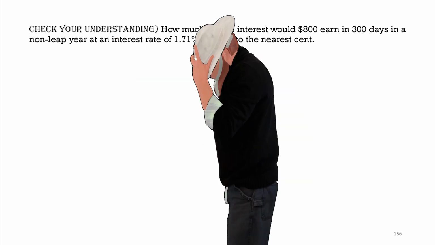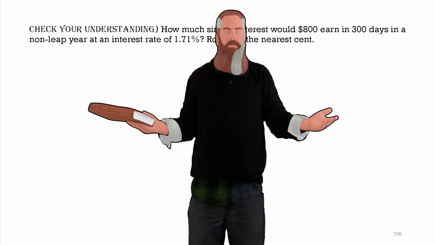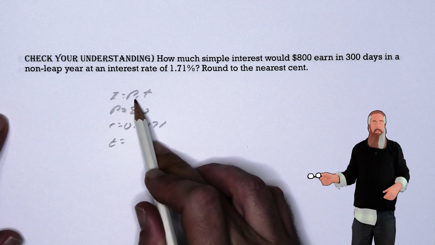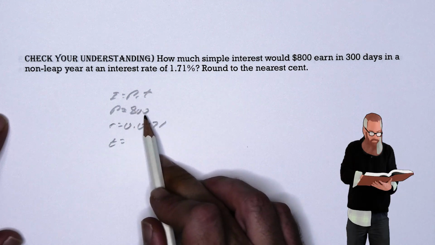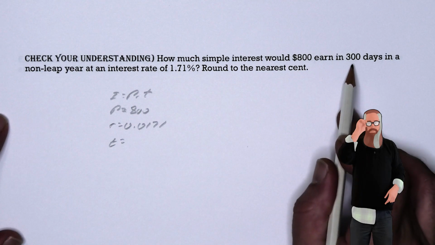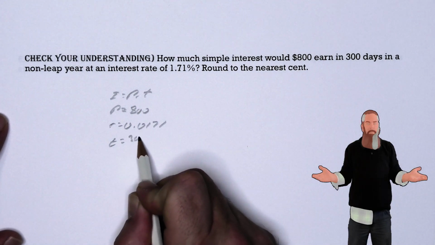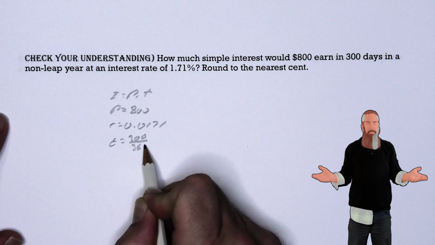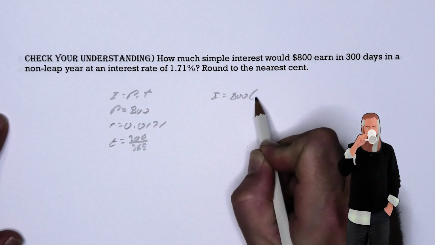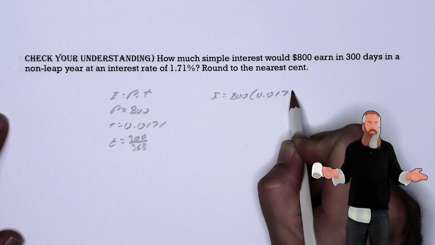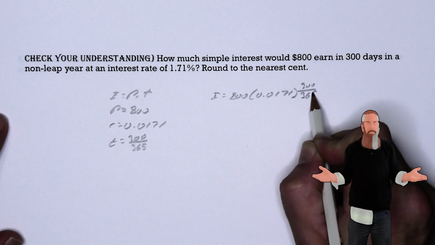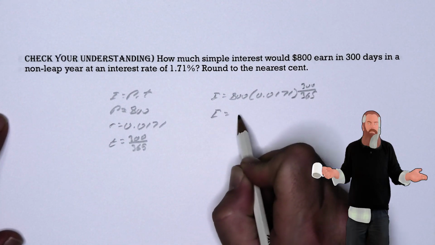Let's check our understanding of that and see how much simple interest would $800 earn in 300 days in a non-leap year at an interest rate of 1.71%. So we know that the interest is the principal times the rate times the time. Principal is 800, the rate is 0.0171, and 300, and they're very specific about that being out of a normal year, 365. This means that I is equal to 800 times 0.0171 times 300 over 365.